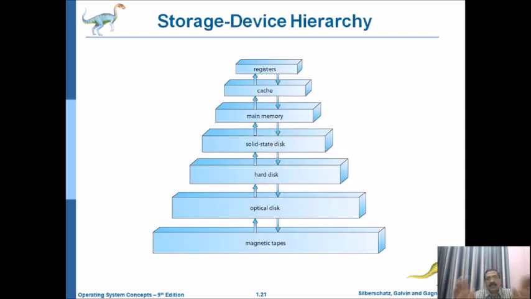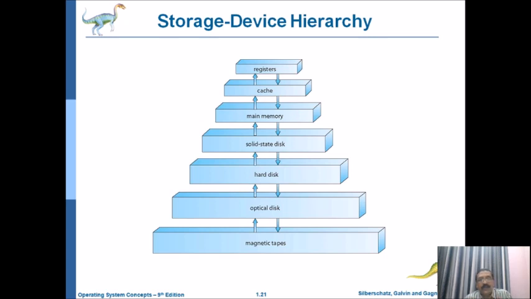You see the storage hierarchy. You see the top, speed and cost wise also. When you look into the storage hierarchy, you can see that there are registers, cache, main memory, solid state disk, hard disk, optical disk, magnetic tapes. So when you come down, the capacity keeps increasing and the cost is reducing. So this is the way the computer memory is organized.